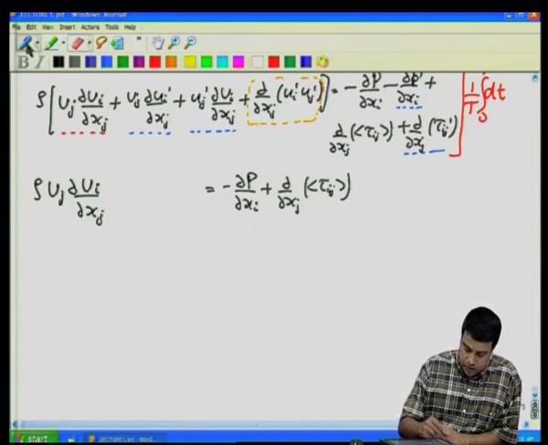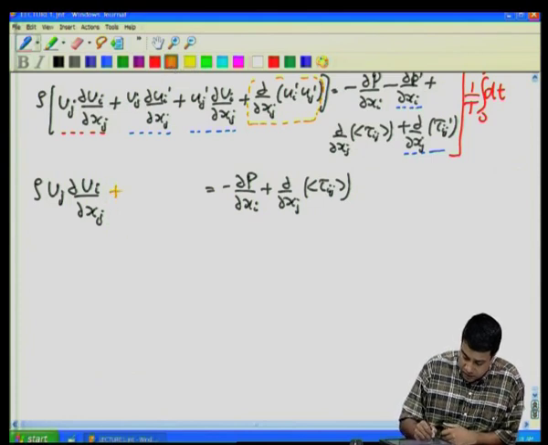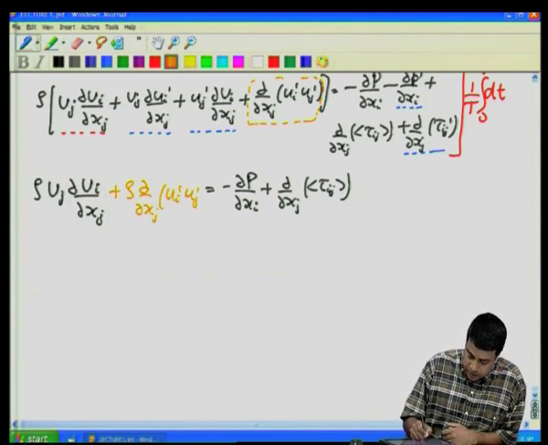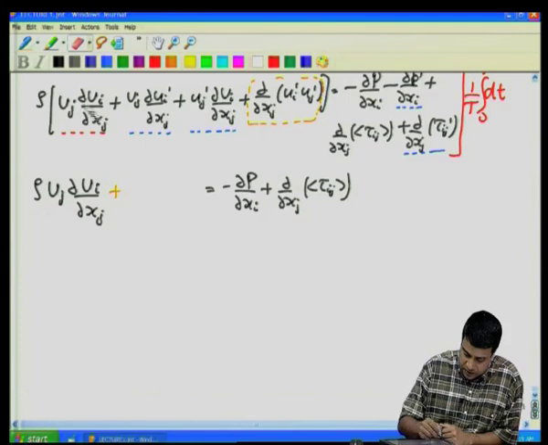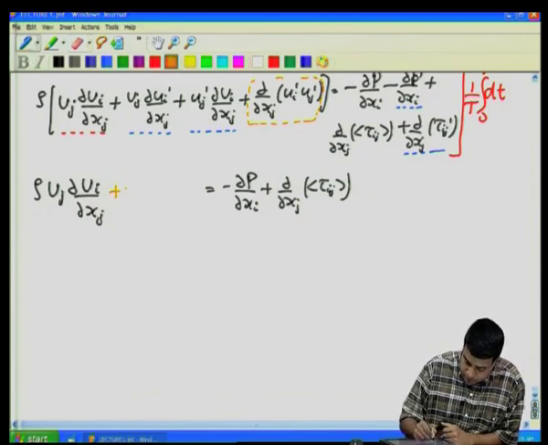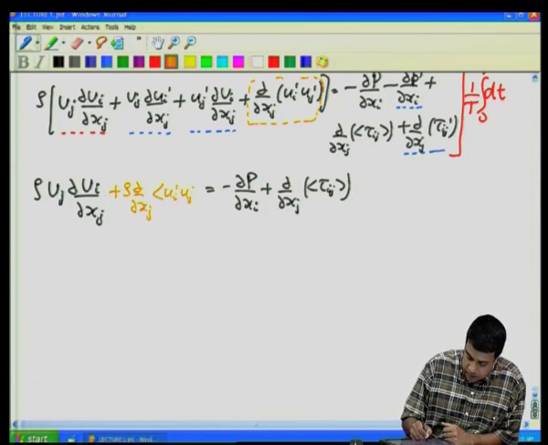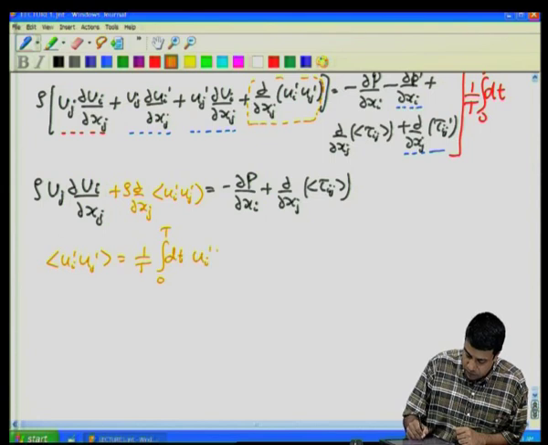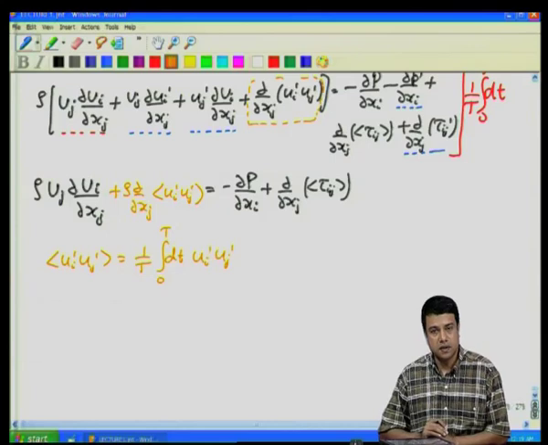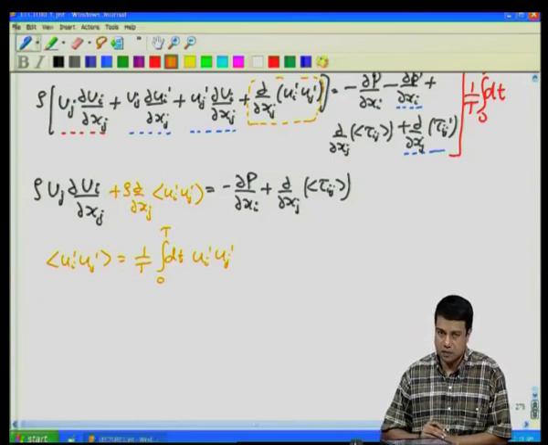And I will have in the conservation equation a term of the form plus rho ∂/∂x_j of u_i' u_j'. Let me write it more precisely. It is the average of u_i' u_j', where I have defined the average of u_i' u_j' as minus 1 over t. This is in general non-zero.